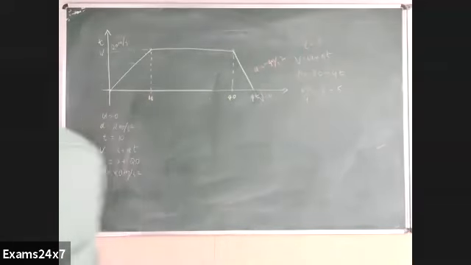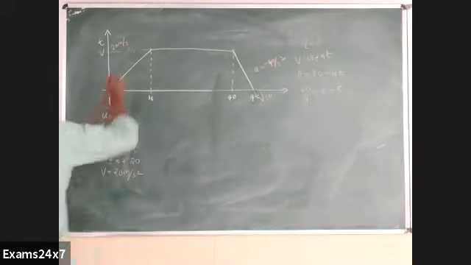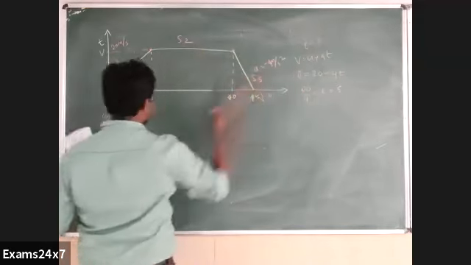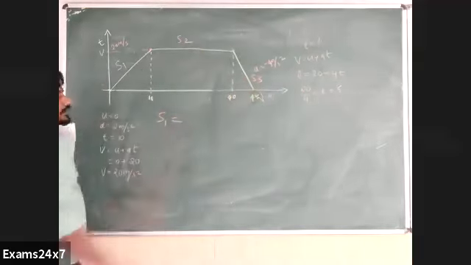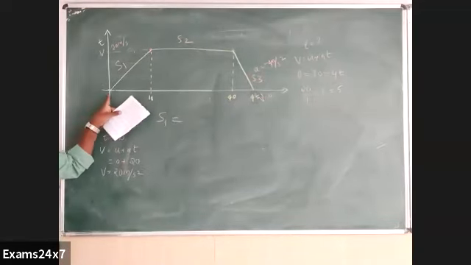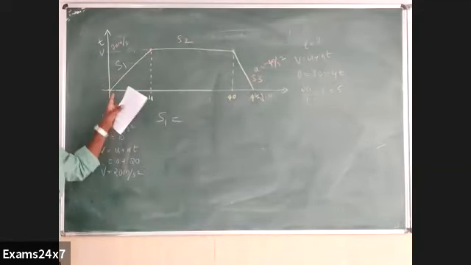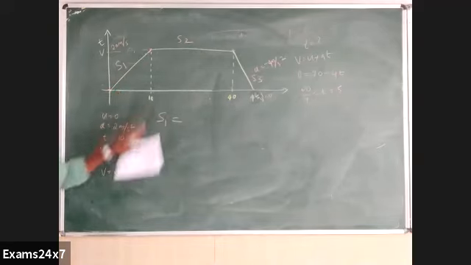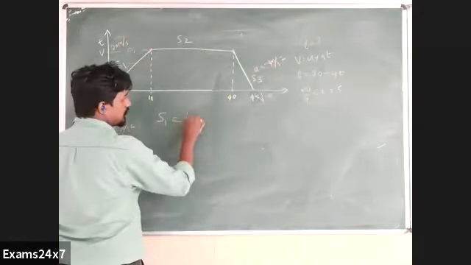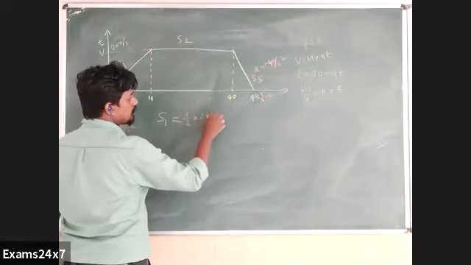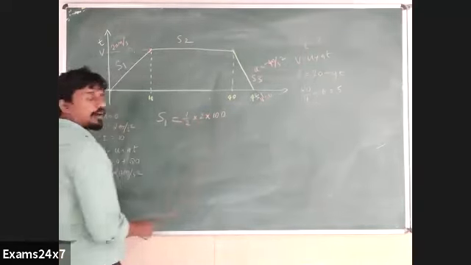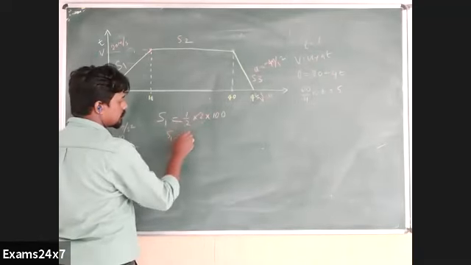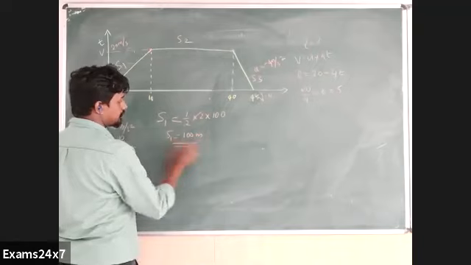Now you are asked to find the total displacement. Let the displacements traveled be S1, S2, S3. What is S1? Displacement S is equal to ut plus half at square. U is 0 here, so it is half a t square. Half into a, which is 2, into t square, which is 10 squared, 100. S1 is equal to 100 meters.